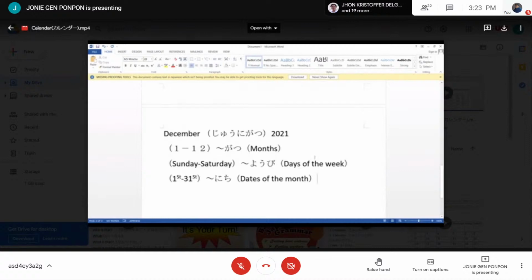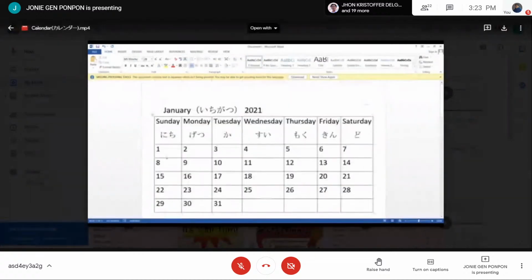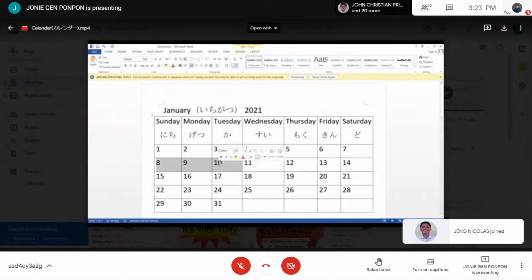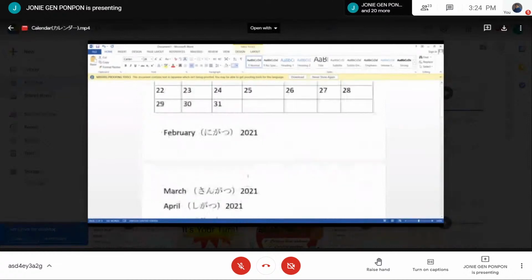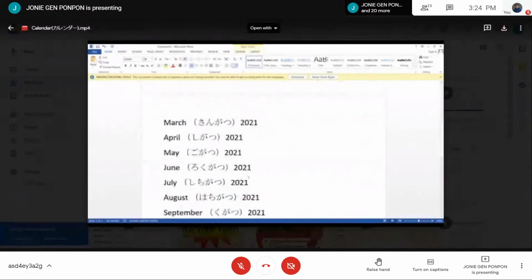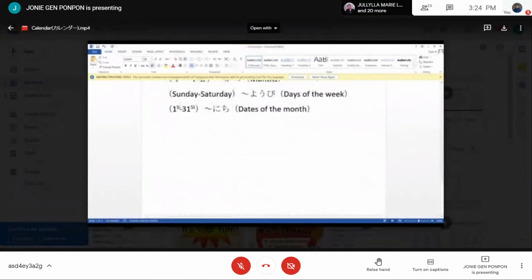But 1 to 10 is an exemption, because the suffix for those dates is ka. Okay, the suffix is ka. So let's change this one to 11th. So that is 11 to 31st. The suffix is Nichi, right?